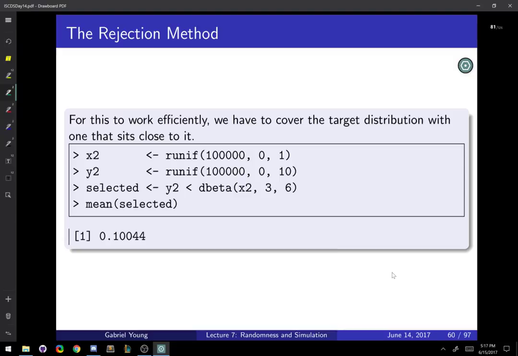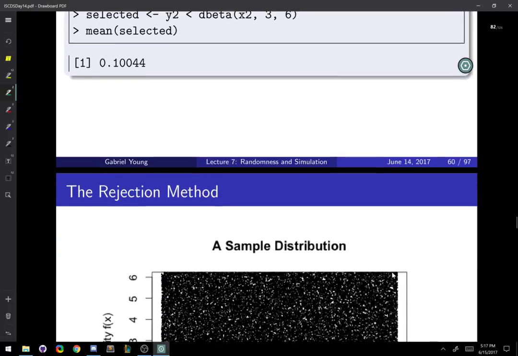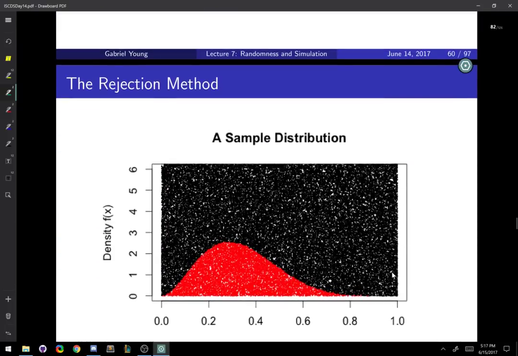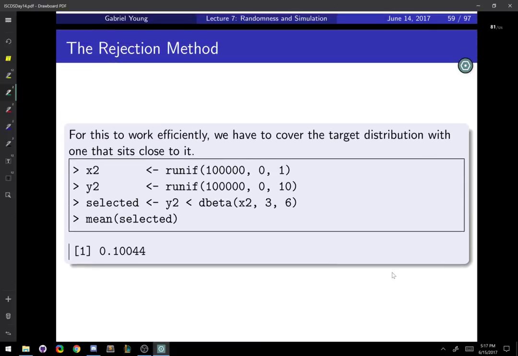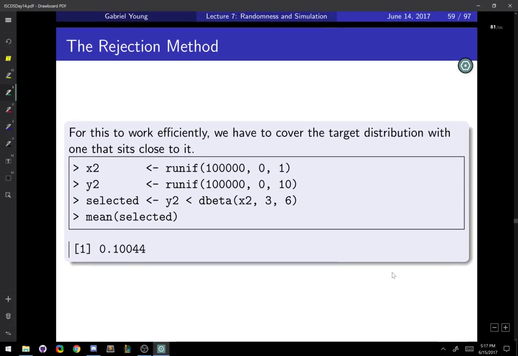In the second picture, this is 0 to 10 now, and the beta is just like this. So when we simulate random points everywhere, the proportion that fall under is not really representative of the beta. Ideally, we want to get our envelope, so to speak, to be really close to the beta.